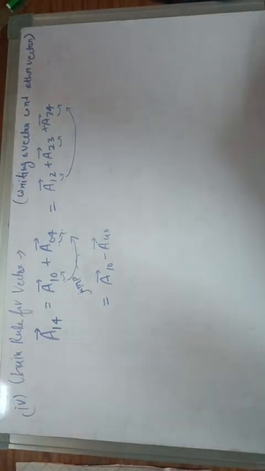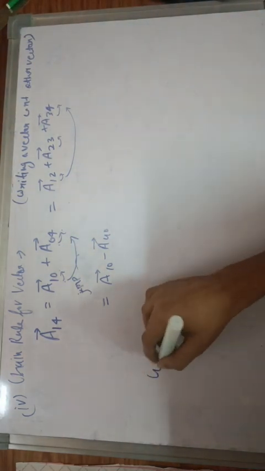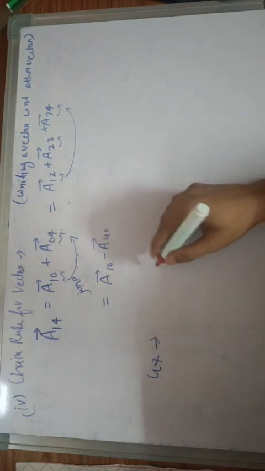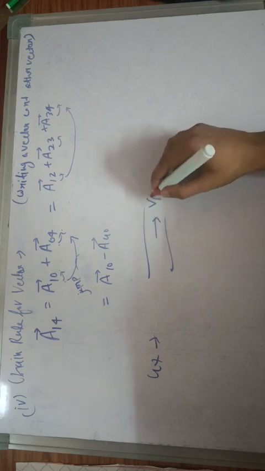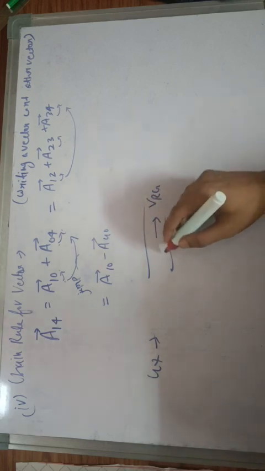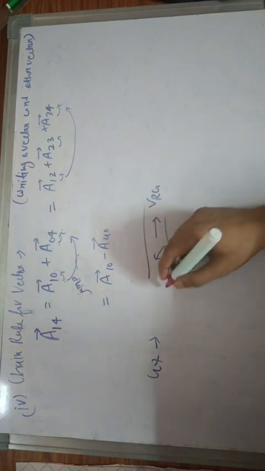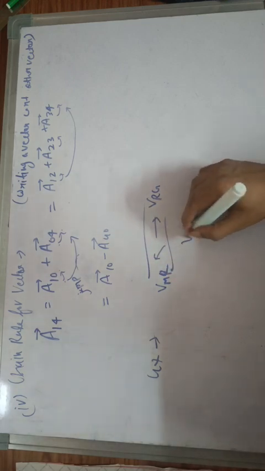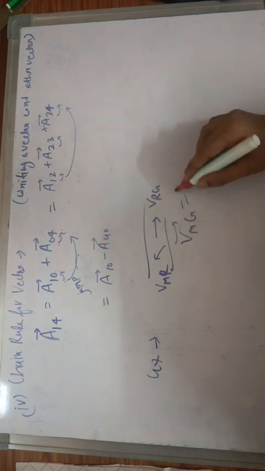So this was the chain rule. Let's say an example: there is a river flowing with a velocity vr with respect to ground, and there is a boat moving with a velocity, let's say vm, with respect to the river.